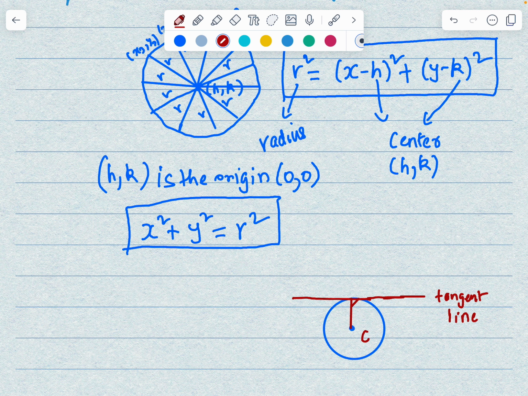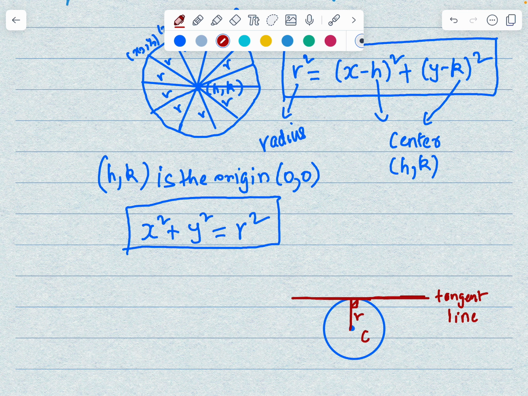Okay, so this is our radius, right? Sorry, it should be like this. So this radius and this tangent are perpendicular to each other. This theorem is kind of important, and sometimes you will see questions that are based on this.